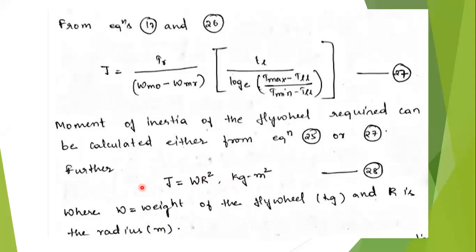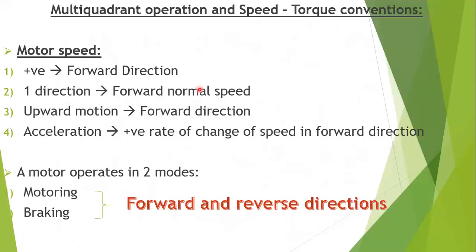This is the steady state stability of the motor drive and load equalization. The next new topic is multi-quadrant operation and speed torque conventions. A motor will be operating in multiple quadrants. Actually, you have 4 quadrants: 1, 2, 3, 4, with 2 forward and 2 reverse, and 2 motoring and 2 braking.